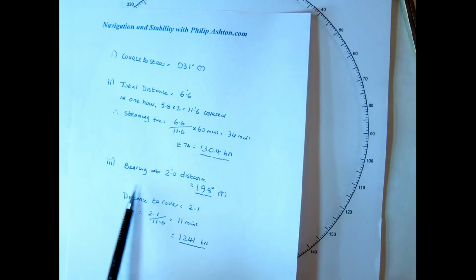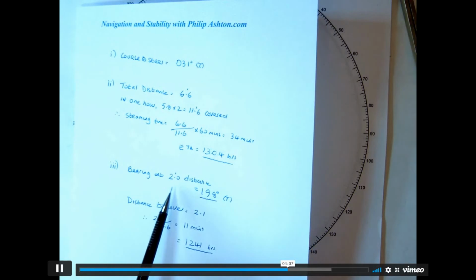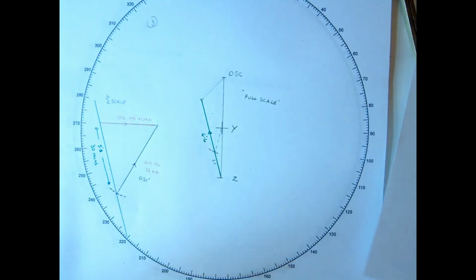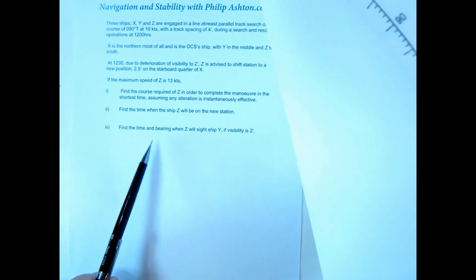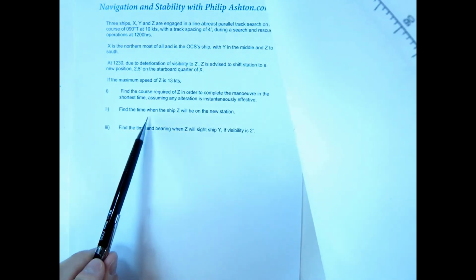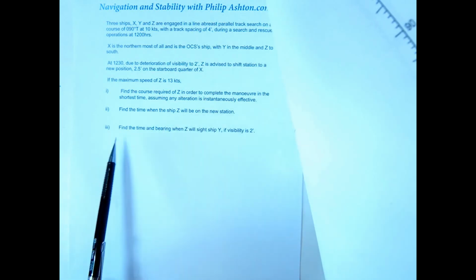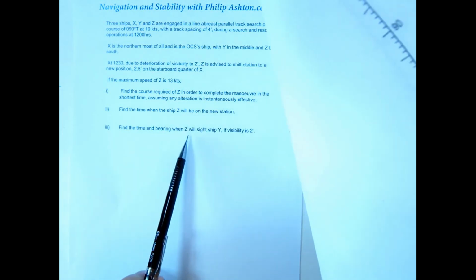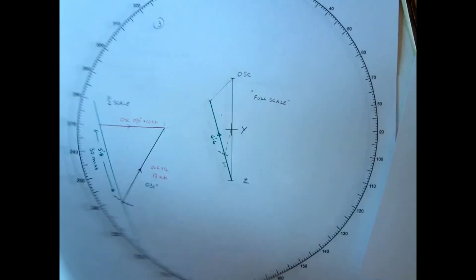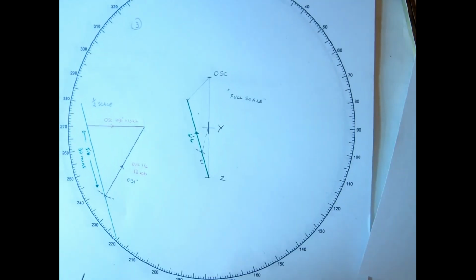Then we want the bearing at a 2 mile distance. So if we look at the problem here, it says find the time and bearing. Find the time when ship Z will be on the new station. We've just done that. Find the time and bearing when Z will sight ship Y at 2 miles. So that's the last part of the problem.